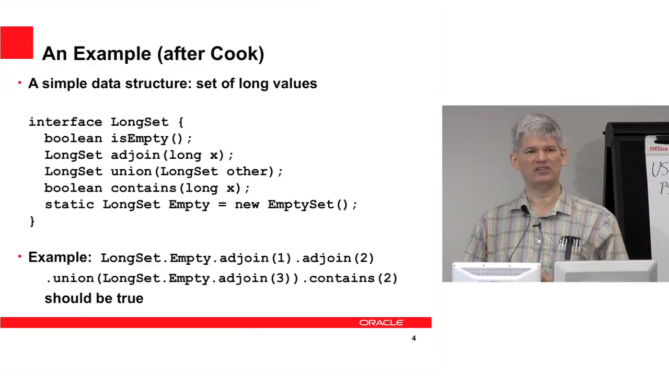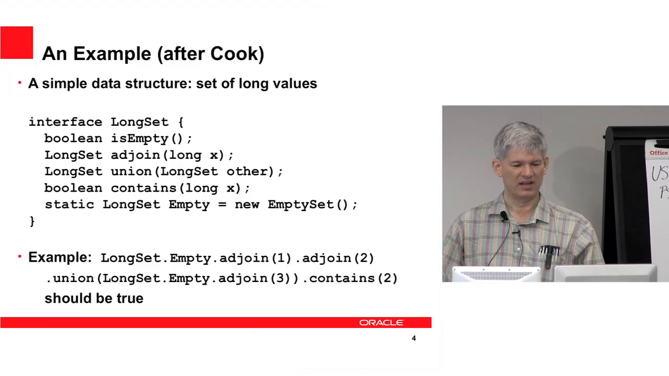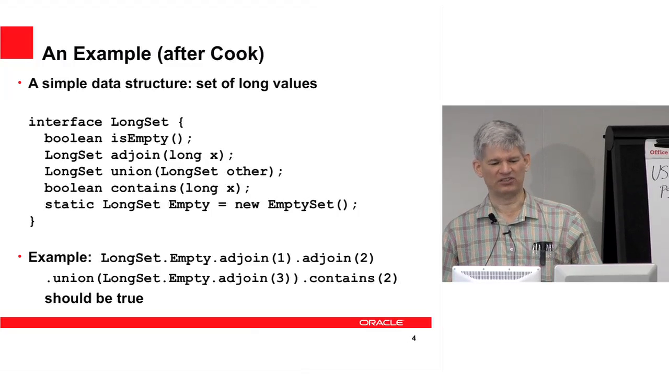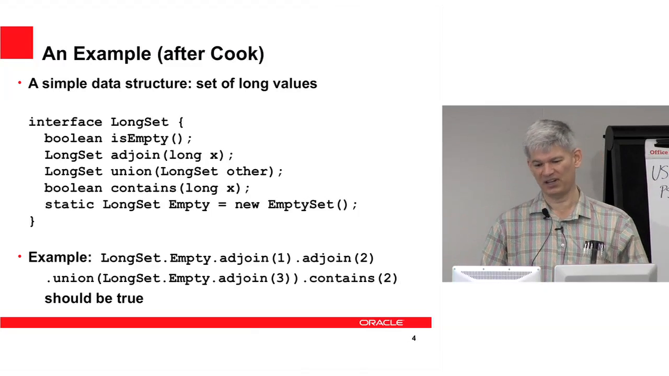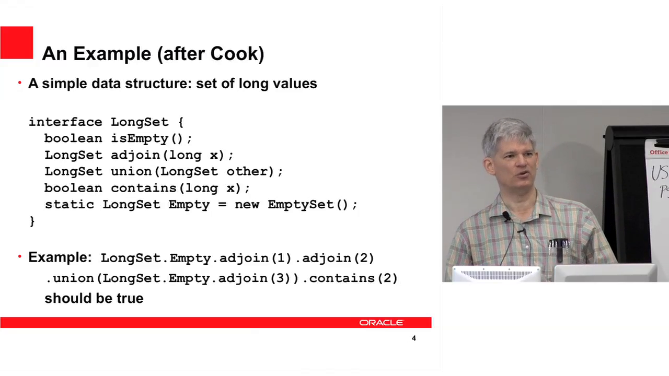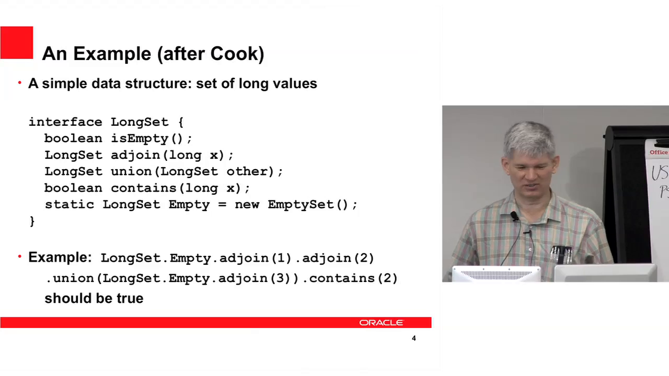So that's a sort of singleton pattern. As an example, we might start with LongSet.empty and adjoin the value 1 and adjoin the value 2, and then union that with a different singleton set that contains 3, and so now we've got a set that ought to contain the values 1, 2, and 3. So if we ask it whether it contains 2, we expect the answer true. Okay, with me so far? This so far is quite elementary.